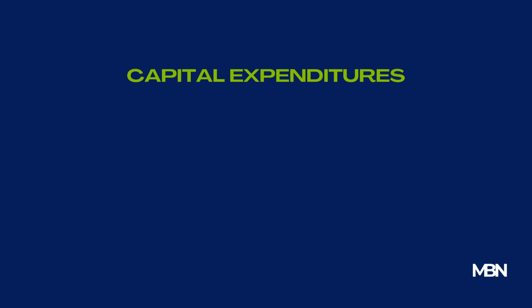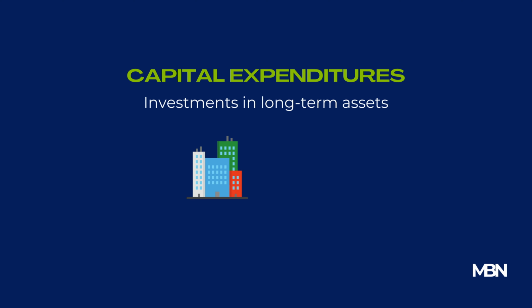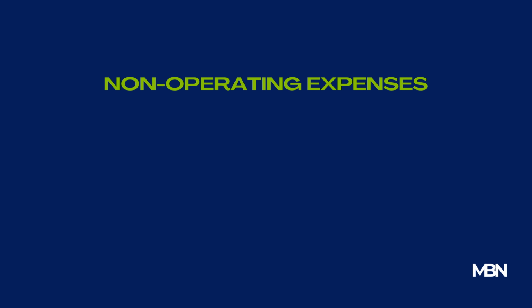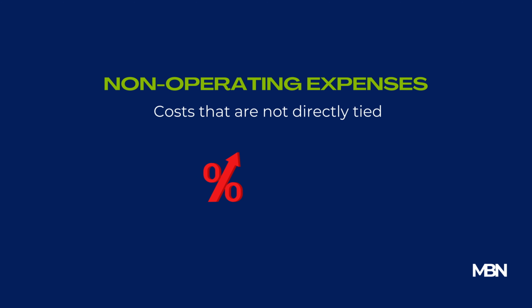Capital expenditures are investments in long-term assets like buildings or equipment. Non-operating expenses, on the other hand, include costs that are not directly tied to primary business operations, such as interest payments or losses from lawsuits.